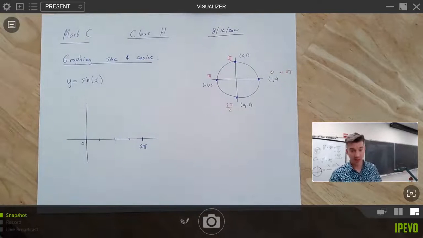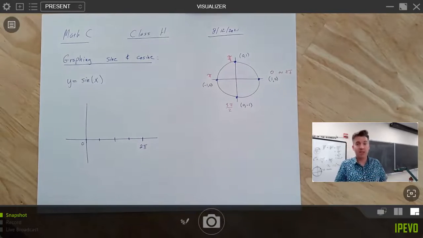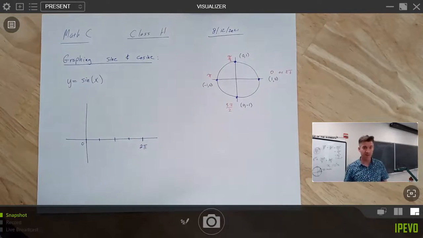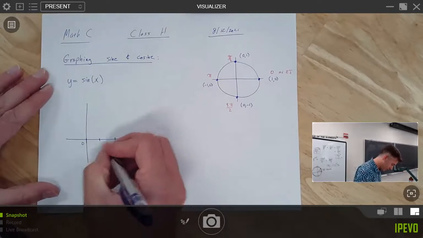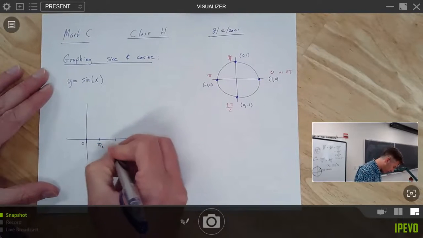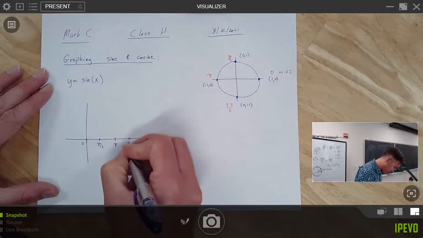There are other techniques for graphing sine and cosine, but I'm all about efficiency when I'm doing my math. I really don't want to spend more time than I need to and still get enough information down. So I find this method to be efficient while still getting all the important information. So this angle is pi over 2, pi, 3 pi over 2.